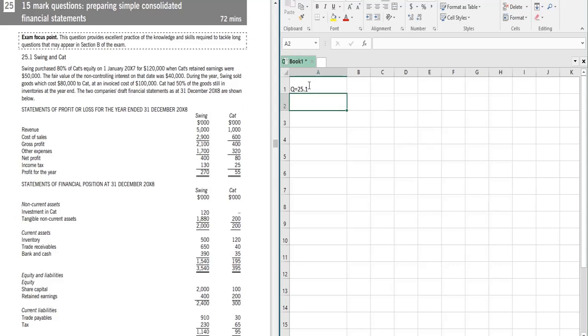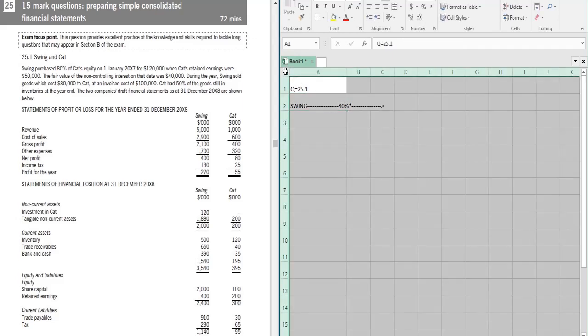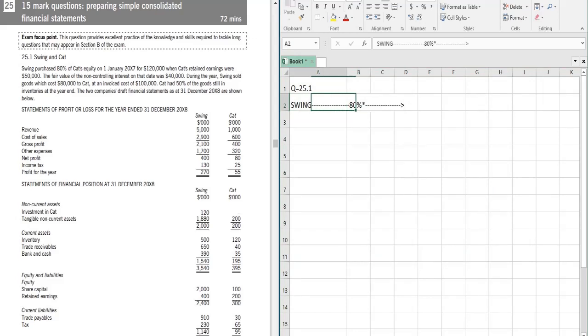Swing purchased 80% of CAT equity on 1st January 20x7 for 120,000. Here we will make a chart. Swing purchased how much percentage? 80% of CAT. Just wait, I will make it bigger so that you can have a clear picture.